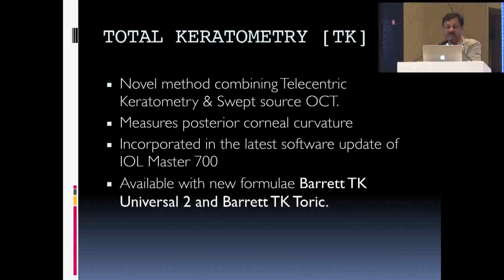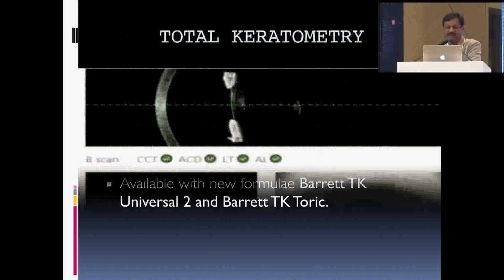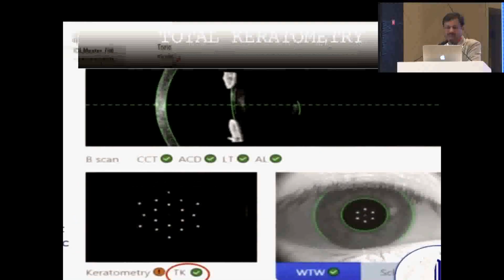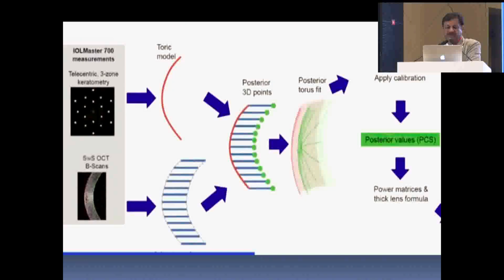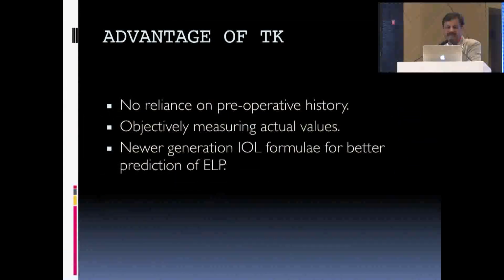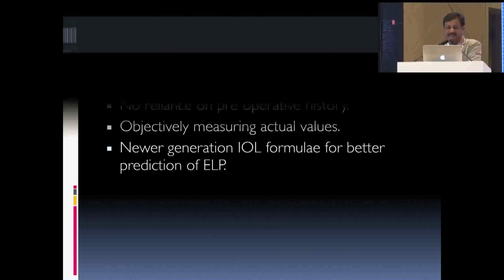So a quick word on TK, though Harshul has covered this. It's a very nice method of telecentric keratometry and swept source OCT. It actually measures the posterior corneal curvature, and it's incorporated in the IOL Master 700 with the latest software. And these two formulas, the Barrett TK Universal 2 and the Barrett TK Toric, have incorporated it. So this is a quick description of what the 700 is. It takes care of the posterior and the anterior, and there is no reliance on the pre-operative history. You actually don't need it, and you can objectively measure the actual values, and the newer generation IOL formulas work very nicely with this.